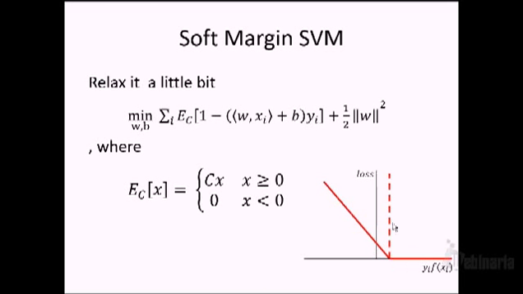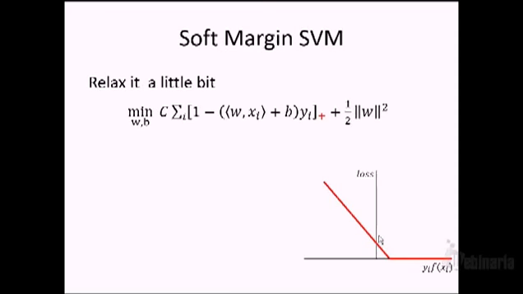And so when we plot this loss function, it basically looks like this. Basically, we decrease the slope from infinity to C. And this loss function is called the hinge loss function.